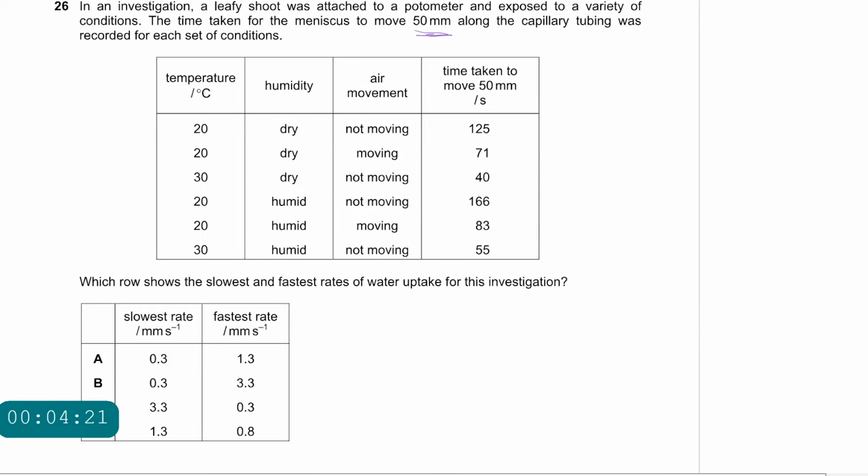In an investigation, a leafy shoot was attached to the potometer and exposed to a variety of conditions. The time taken for the meniscus to move 50 millimeters along the capillary tubing was recorded for each set of conditions. Which row shows the slowest and fastest rates of water uptake for this investigation? In the table here, we could see a column saying time taken to move 50 millimeters per second. So obviously the slowest rate is going to be the one that took the most time to move. And in this case, it's going to be 166. And the fastest rate is definitely going to be the one that took the least time to move. In this case, it's 40.